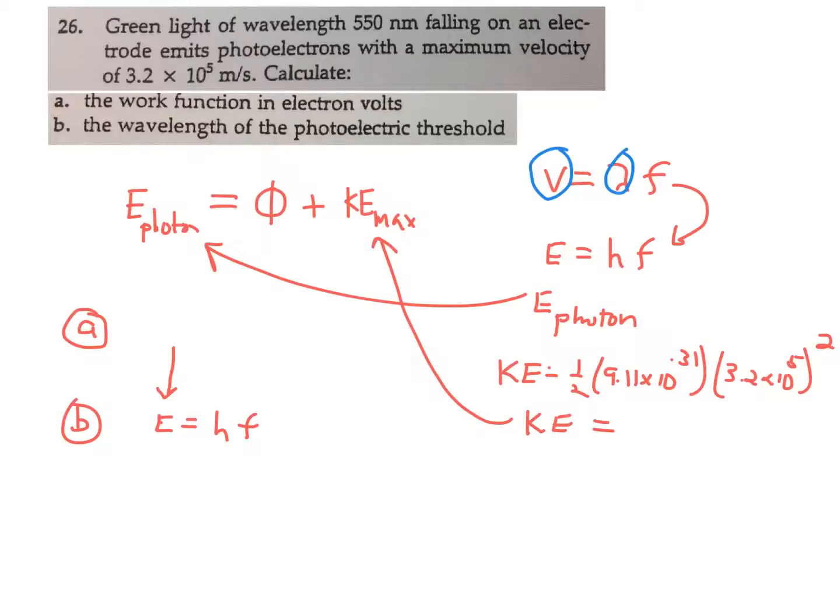And you know h, so then you will calculate f. And then once you have f, you use v equals lambda f, because you'll have that f. And the velocity is always 3 times 10 to the 8th. And then you'll get the threshold wavelength, which matches up with the threshold frequency, the threshold energy, work function. Those are all things that are associated together.